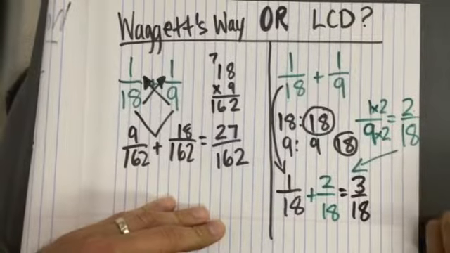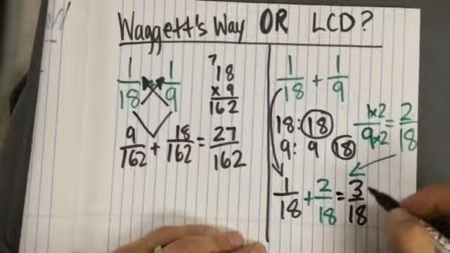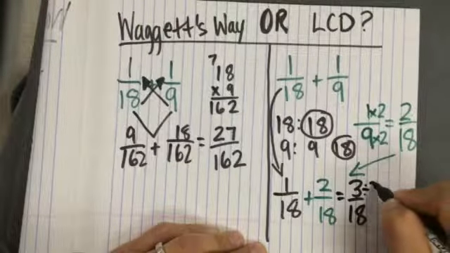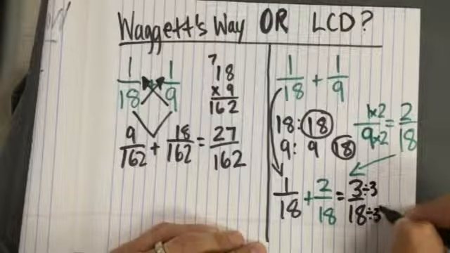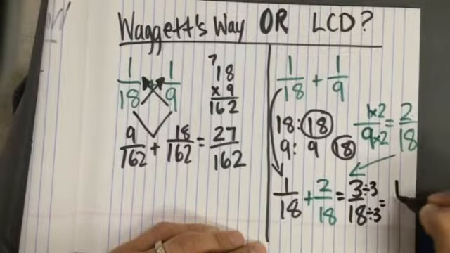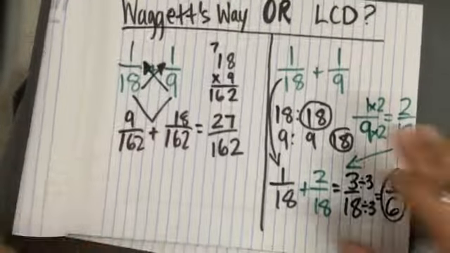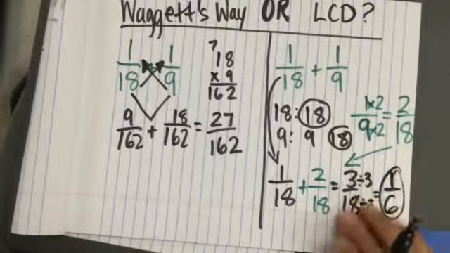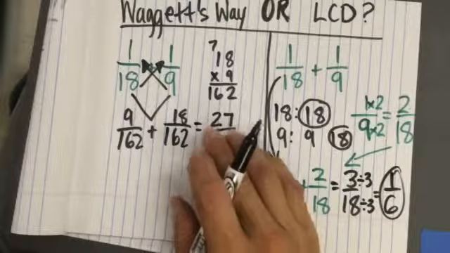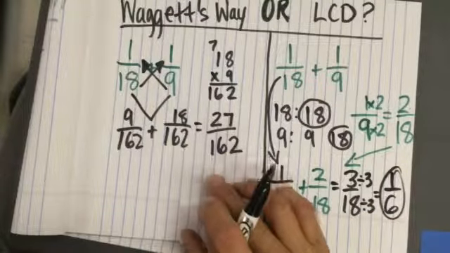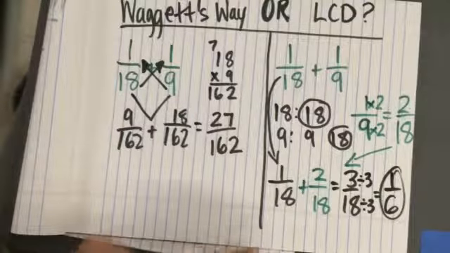3/18. But we don't stop there because we've got to simplify, which I'll talk about more. We're going to divide the top and the bottom by 3 because 3 will go into both of these numbers. 3 divided by 3 is 1. 18 divided by 3 is 6. Your answer is 1/6. Now this may look like a lot of work, but this is a whole lot less overwhelming for children than when they see 162. That's even tough to say.